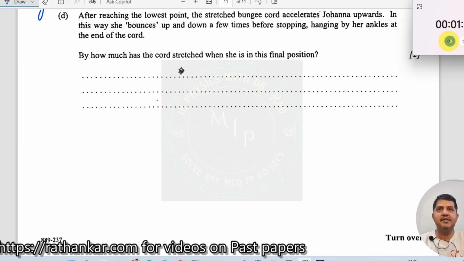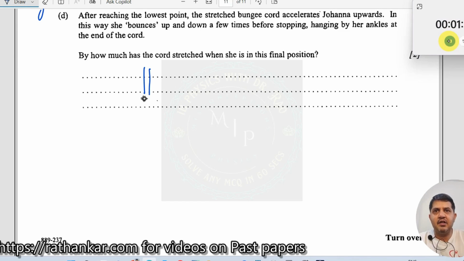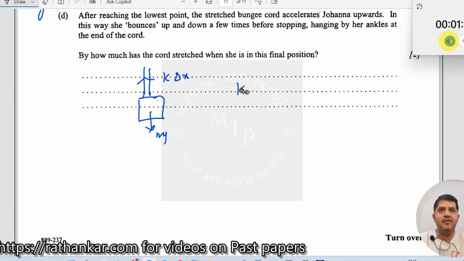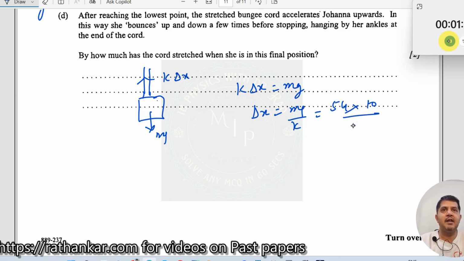When the cord is stretched in the final position, let us draw the cord. This is the way it is now in the final position. So now we know that the force acting here is mg, and this is nothing but k times delta x. At equilibrium, these two should be equal, which means k times delta x should be equal to m into g. We need the value of delta x. Delta x should be equal to mg by k. M is 54, g is 10, and k is 75.